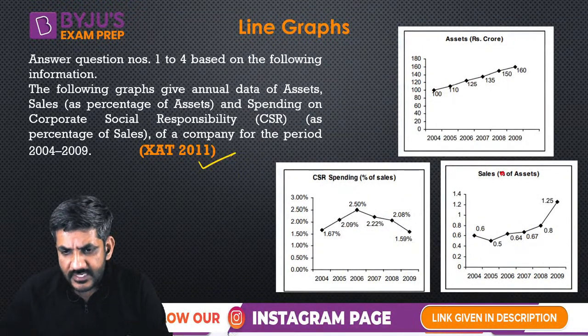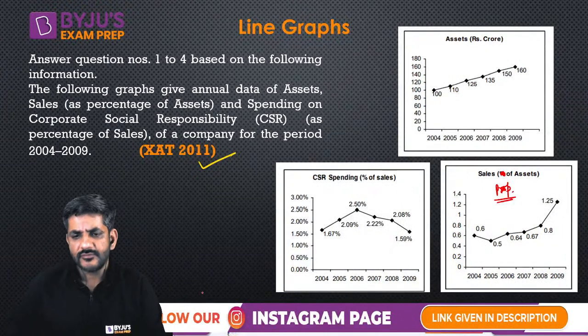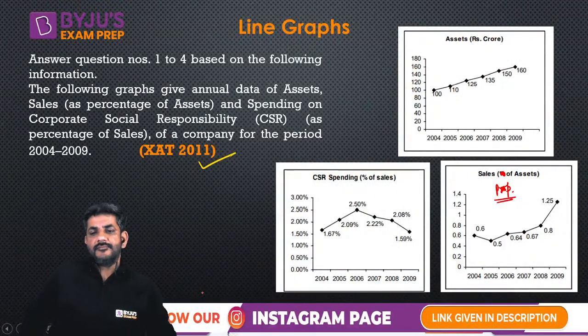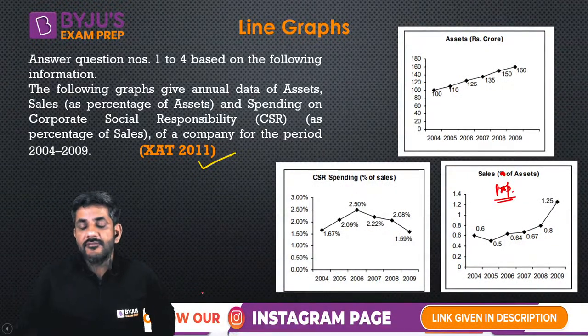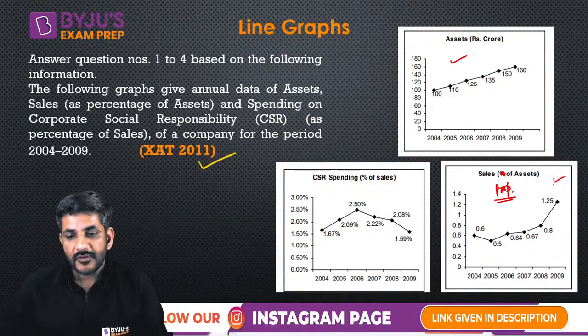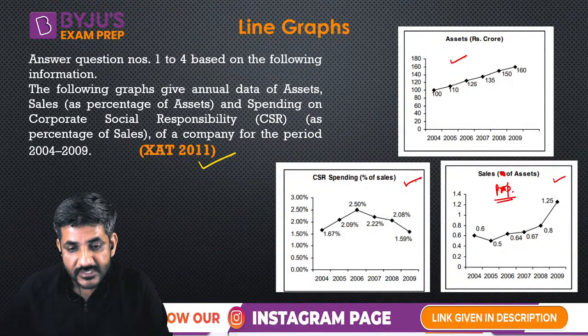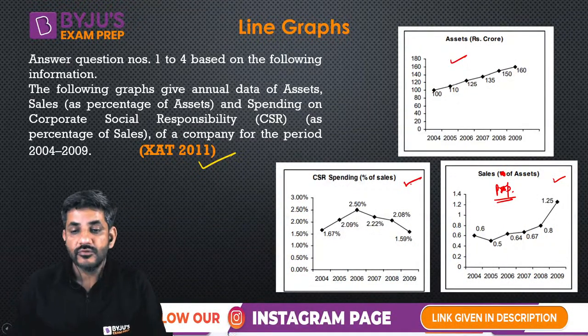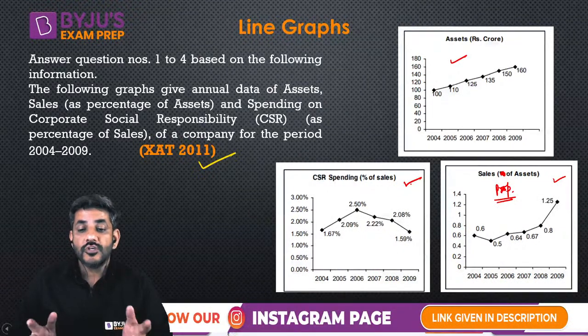It is not percentage of assets, it is proportion of assets. So assets are given to you over here. Then sales as a proportion of assets are given to you over here. And CSR spendings as a percentage of sales are given to you over here. Proportion of assets समझ रहे हैं ना?